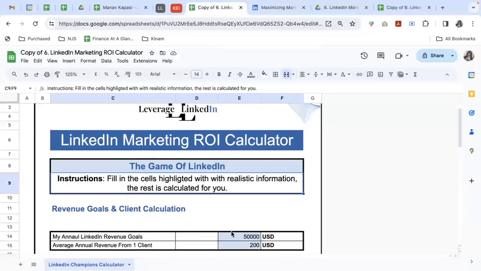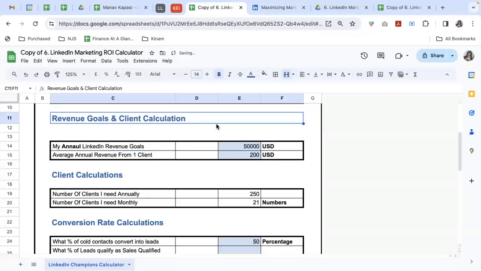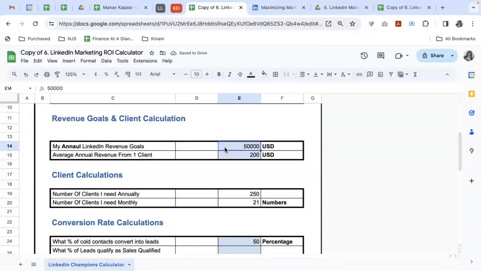So the first thing that we need to enter is what are your annual LinkedIn revenue goals. This is very key. Suppose we have entered 50,000. If I want to change it to 60, notice here the number is 21, and this is 250. If we just change the number above from 50,000 to 60,000, the numbers beneath are automatically going to change. So these are the basic formulas that I have entered for you.